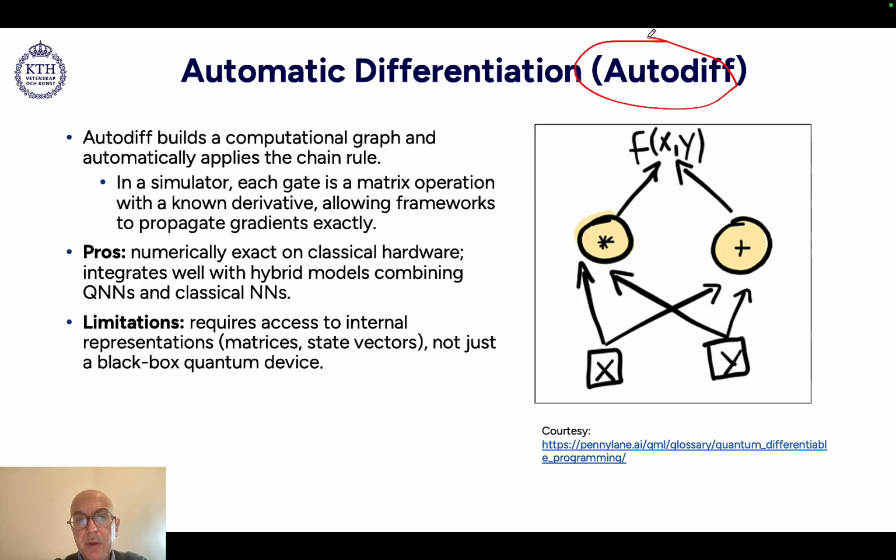The major limitation is that in order to calculate with autodiff, we need to have access to the internal representation. So the matrix or state vector, and this is only available within the simulator. We cannot have this access on the real hardware.